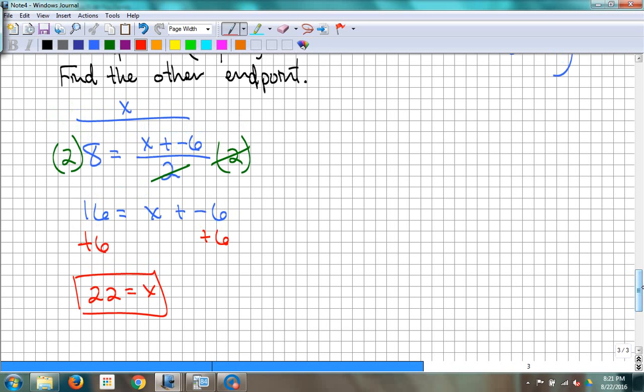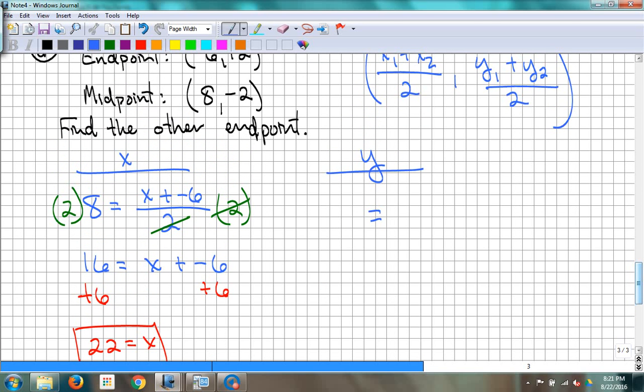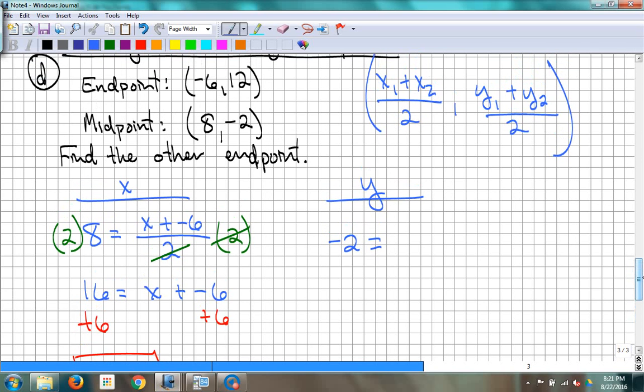Let's find the y value. So what do we know the y value is for the midpoint? It's -2. They gave it to us. What do we know the y value for the other endpoint is? We know it's 12, so that'd be y plus 12 divided by 2. So we get this equation that we can set up that the 8 and the -2 are equal to. This 8 came from the midpoint. This -2 came from the midpoint. That's where that's coming from. And then we just work that out. The steps are the same.